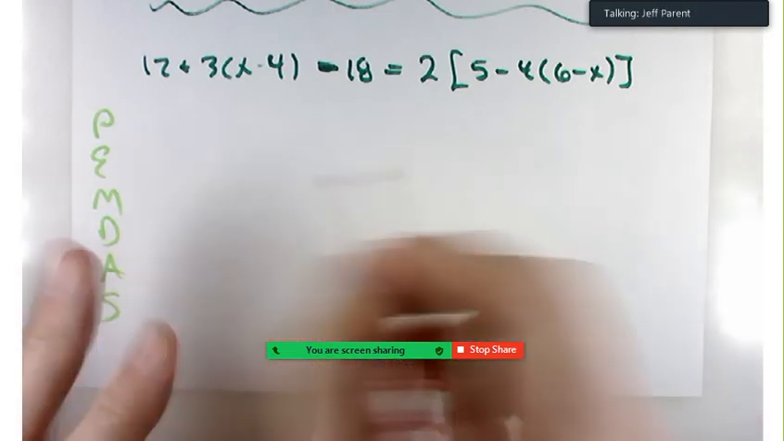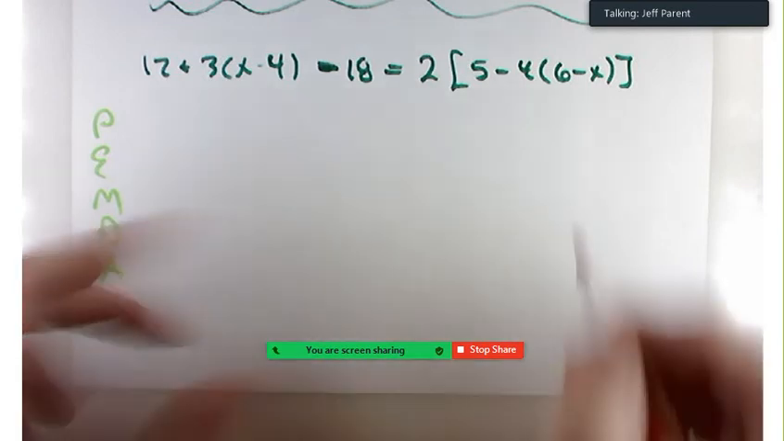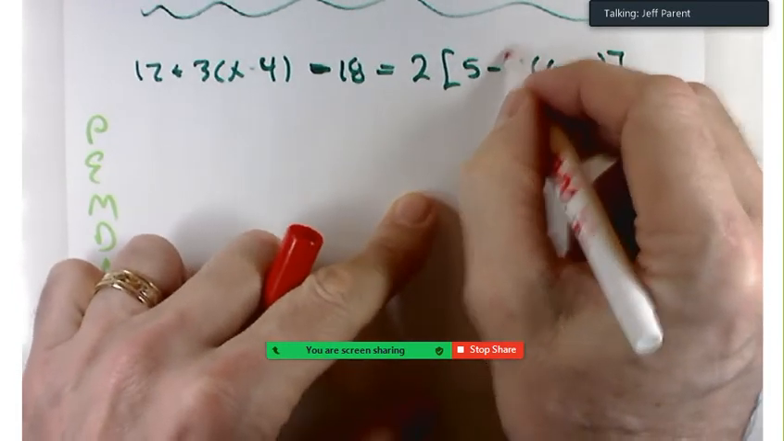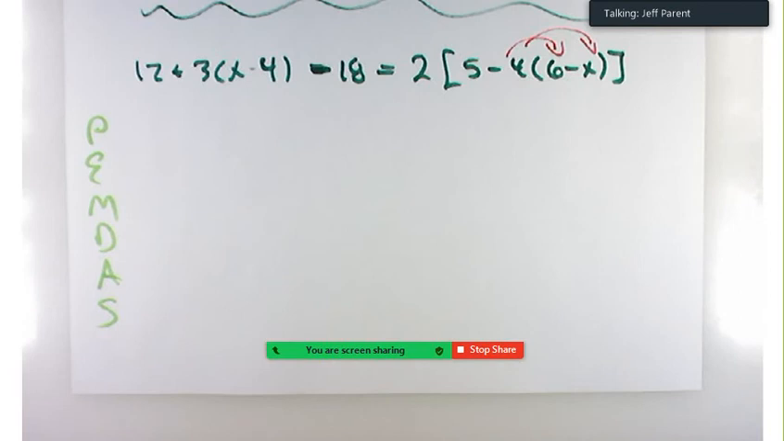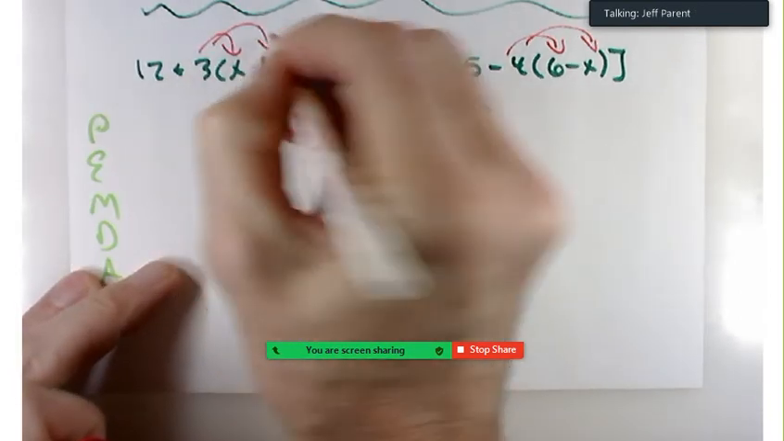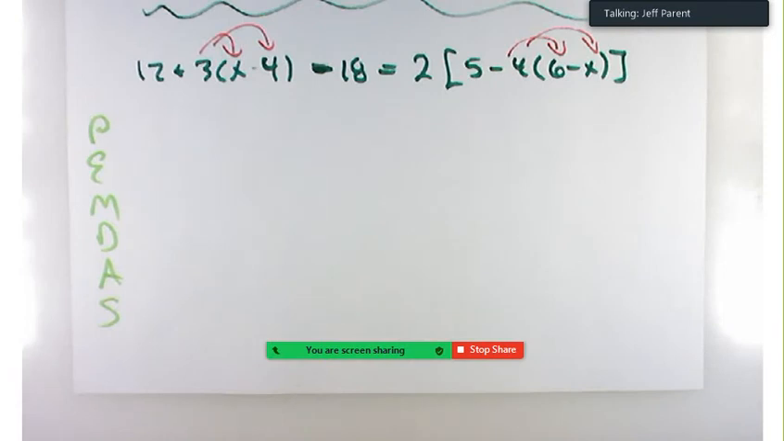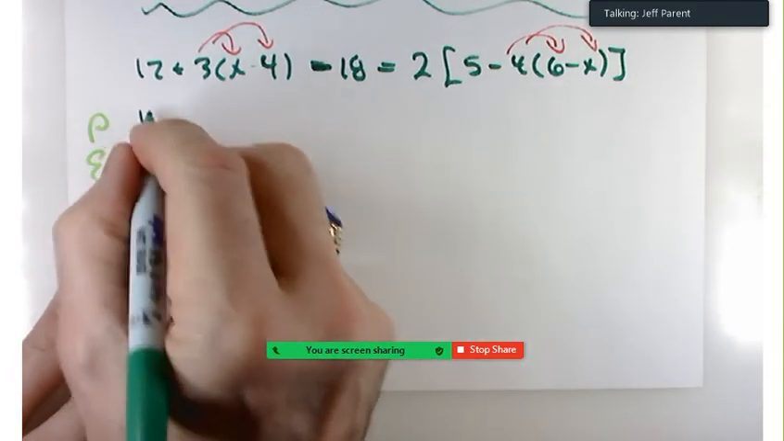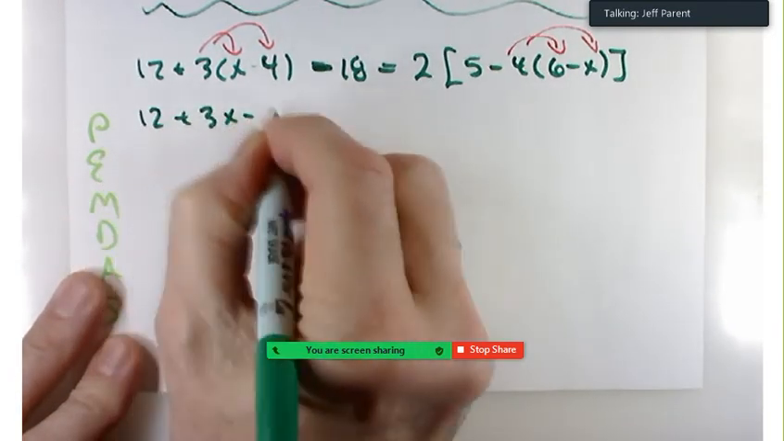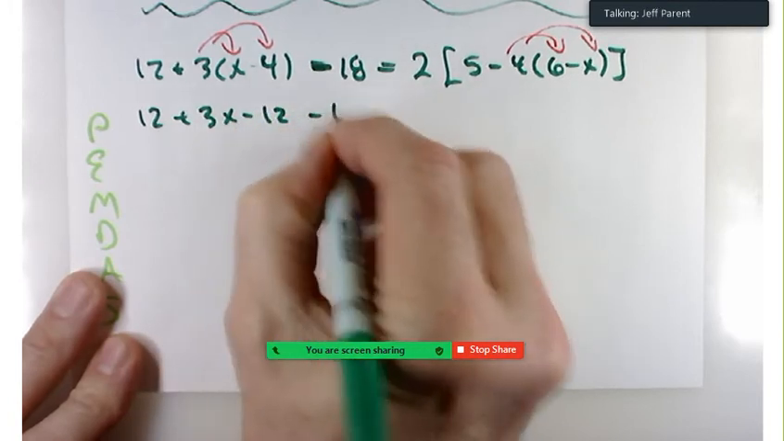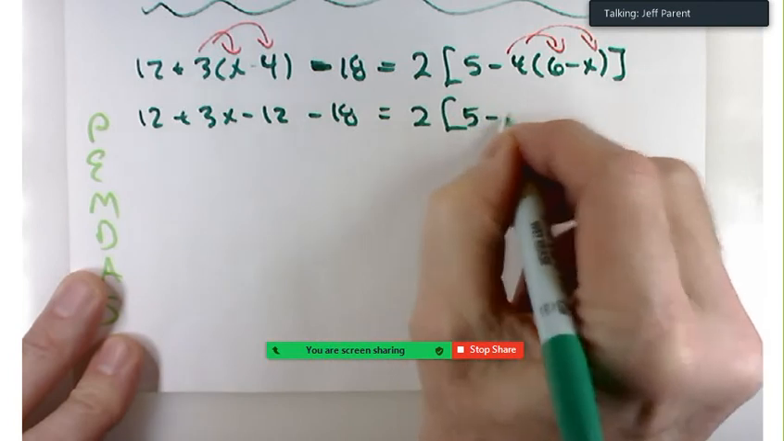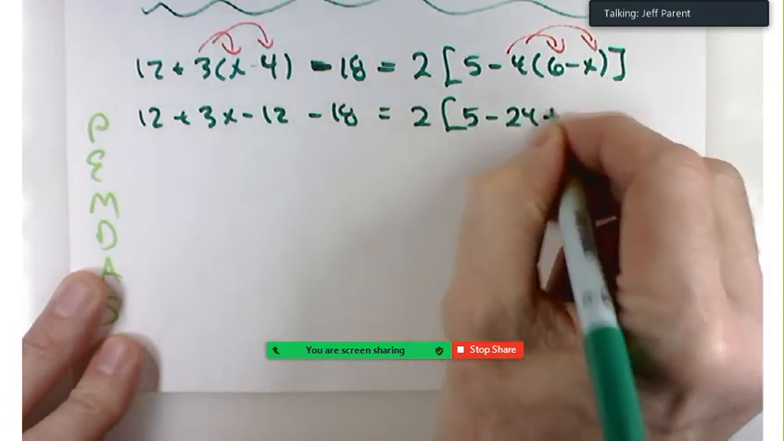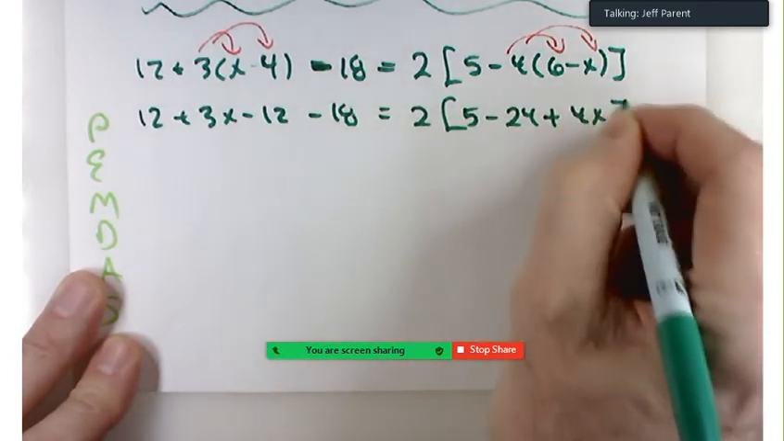So we want to start with the innermost parentheses. That means right here, I'm going to distribute that -4 to both of those terms. And over here, well, I might as well get busy on the left-hand side as well. I can distribute the 3 to both terms. So 12 plus 3x minus 12 minus 18 equals 2 times 5 minus 24 plus 4x.